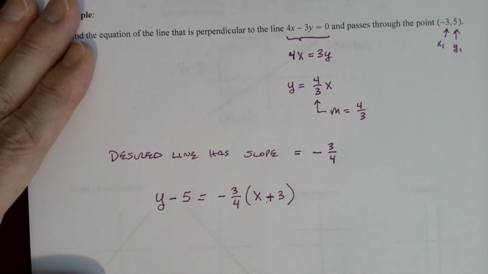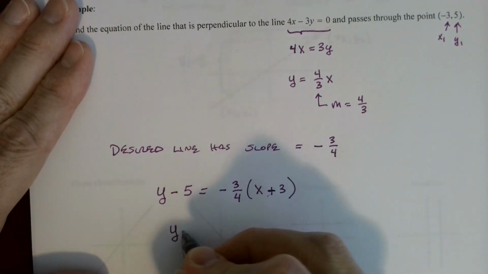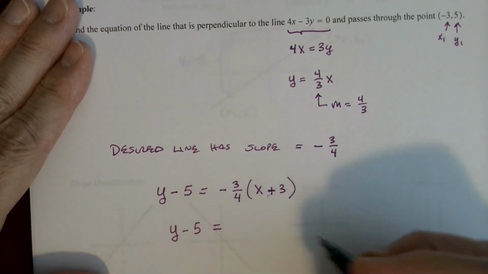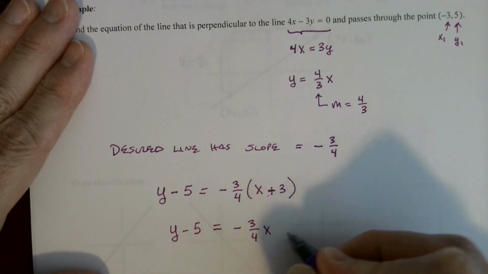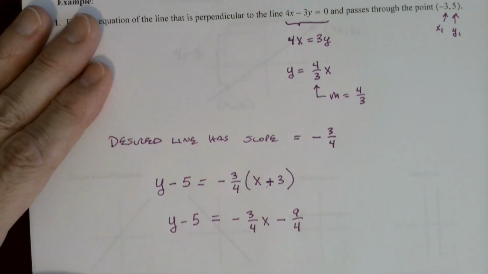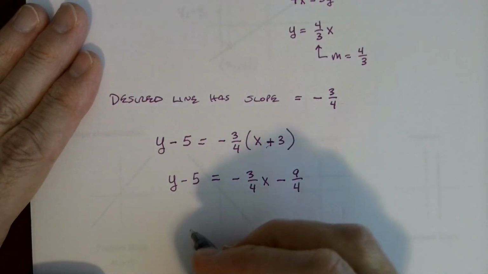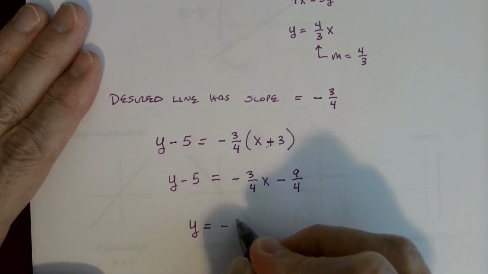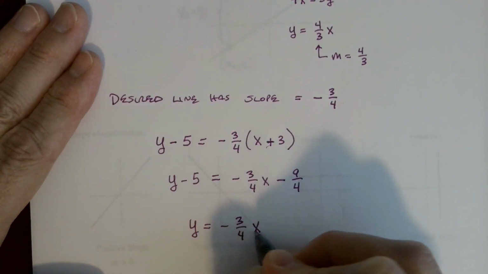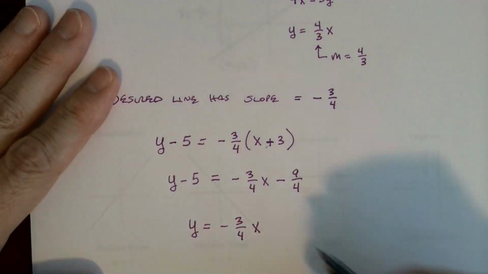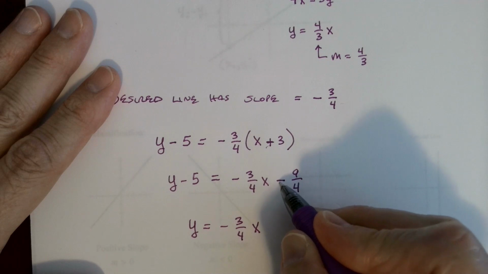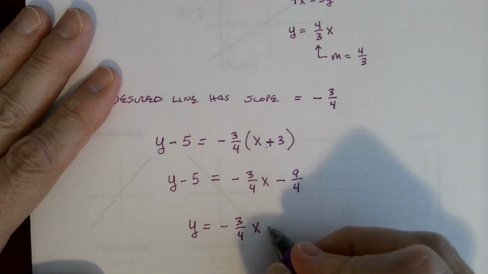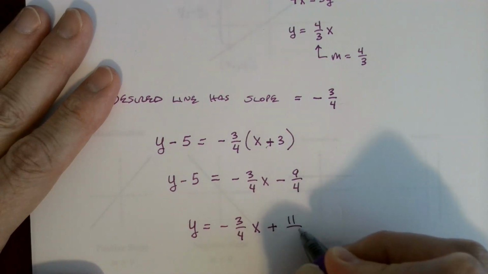So there's our equation. Again, we'll go ahead and finish it off by putting it in slope-intercept form, distributing. I get negative 3/4 x minus 9/4, and then I need to add 5 to both sides. And adding 5 is the same as what? Adding 20/4. 5 is 20/4. Negative 9 plus 20 is positive 11/4.